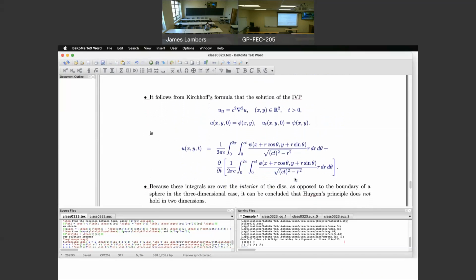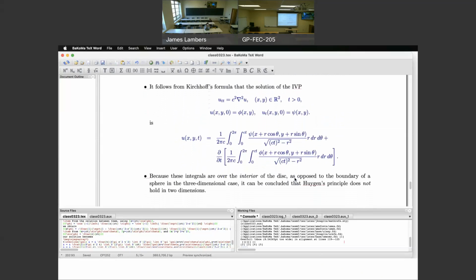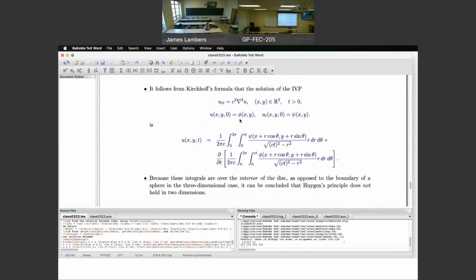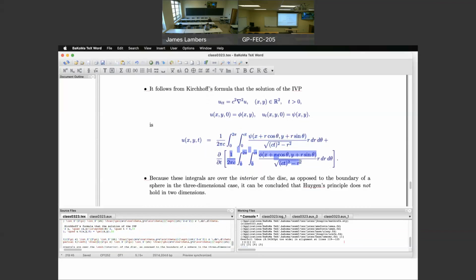So now, based on what I had before from Kirchhoff's formula, I can express my solution of a general two-dimensional wave equation in terms of these integrals. This one from the second part of the initial data, and then a time derivative of the same kind of integral formula involving the first part of the initial data.